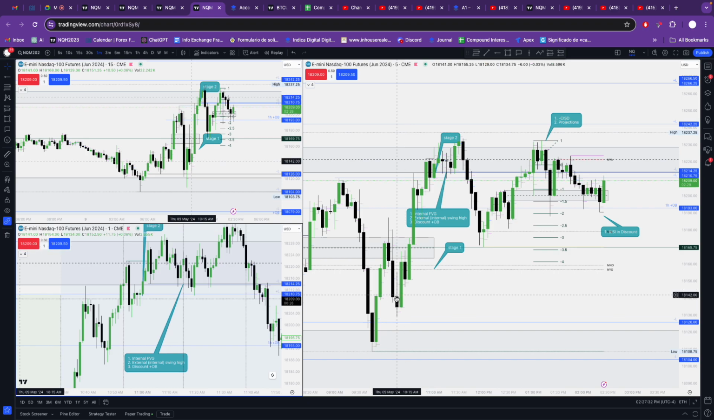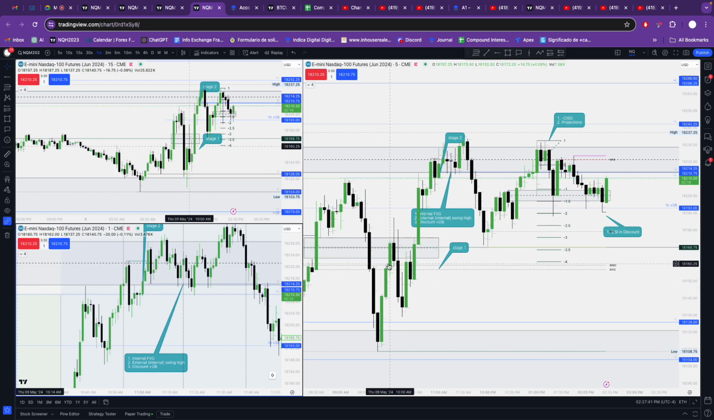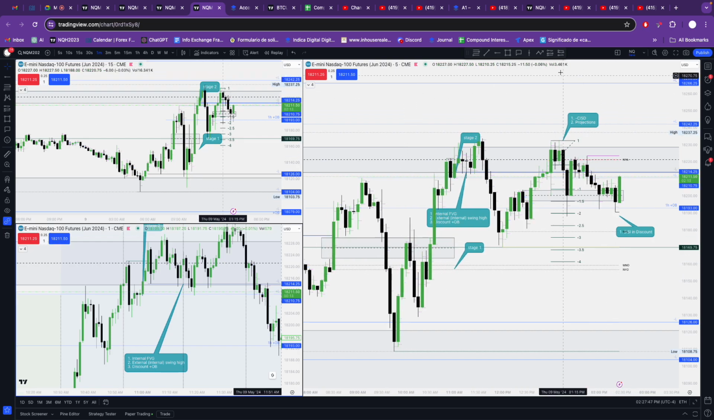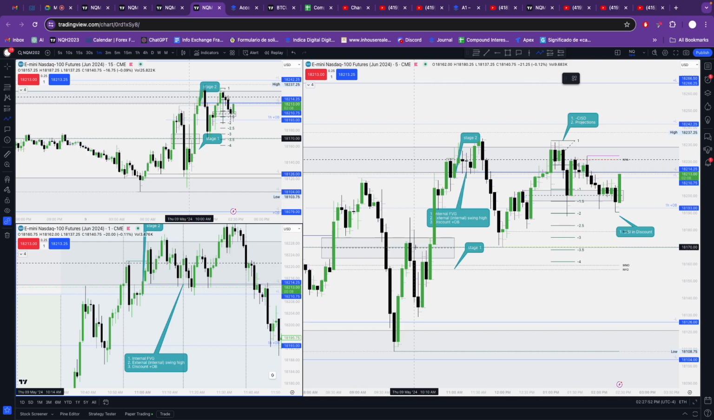Here's something interesting. Notice how these last three down closing candles on the 5 are 15 minutes in total, and it's the first 15 minutes of the 1 hour cycle. So the way this looks is something like this. We come in on the hour, we go down, and we go back up.